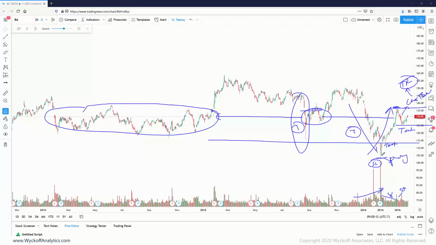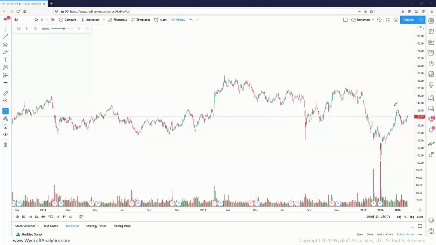And after that spring, look at how the price recovers. It recovers really quickly into one half of the trading range. And then as supply comes back, it's not as much as there was supply before, and it doesn't produce the same type of movement to the downside.